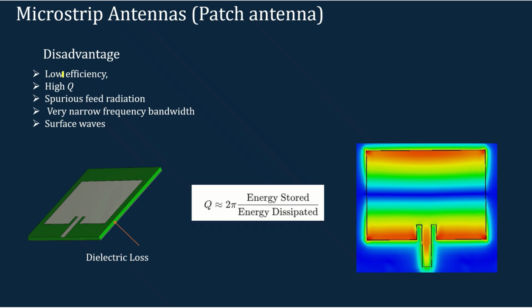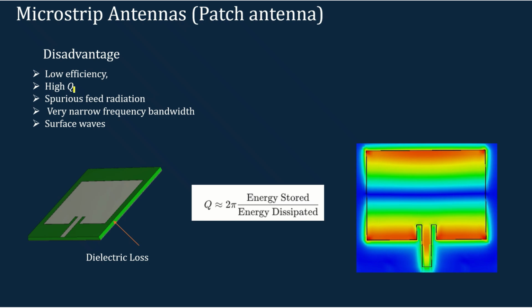The first one is low efficiency. We know that patch antennas are backed by a dielectric. This dielectric will have some losses. Due to these losses in the dielectric, some of the energy will be lost in the dielectric, and the efficiency, that is, the power which gets radiated, will be very low. That is why it will have lower efficiency.